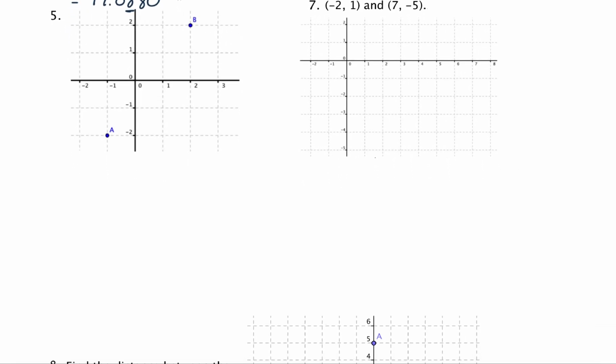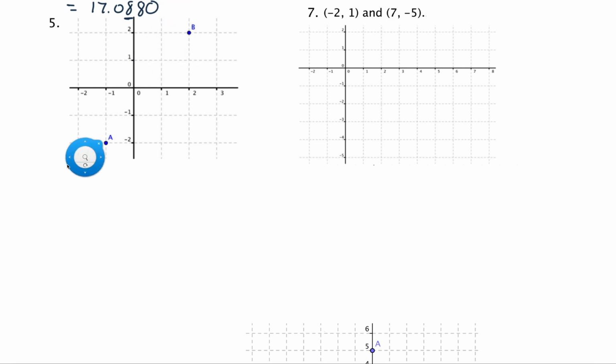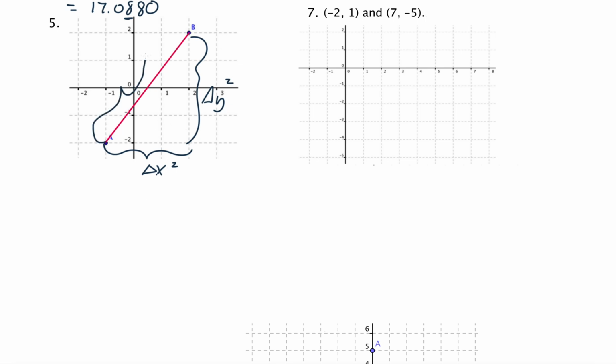Number 5, we've got points that are plotted on a coordinate graph here. So we are trying to find this distance between A and B. So like I said before, this is derived from the Pythagorean theorem. So we're finding the difference in the x values. So this is the change in x, and we're squaring that, and then the change in y, and we're squaring that, and then we're taking the square root of these added together to give us this side right here.